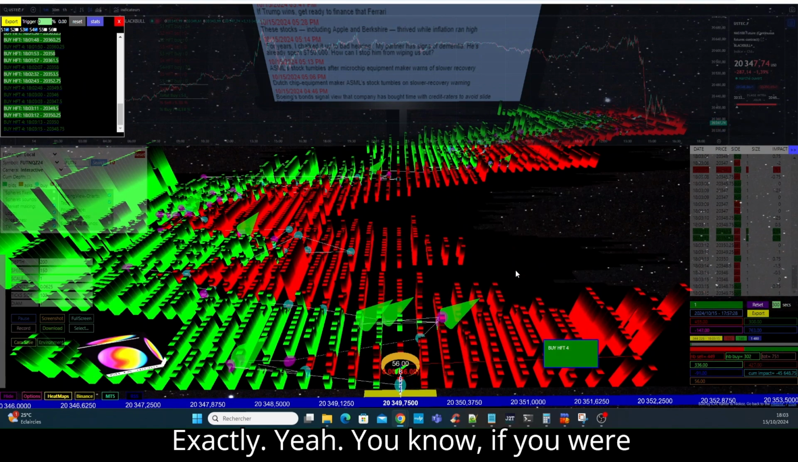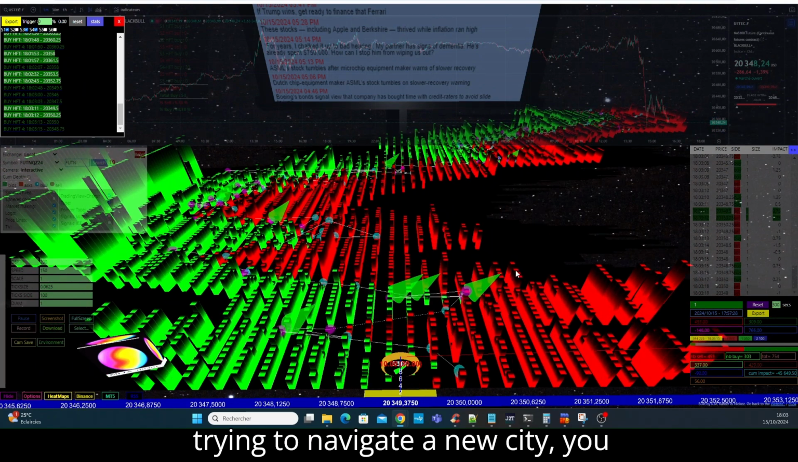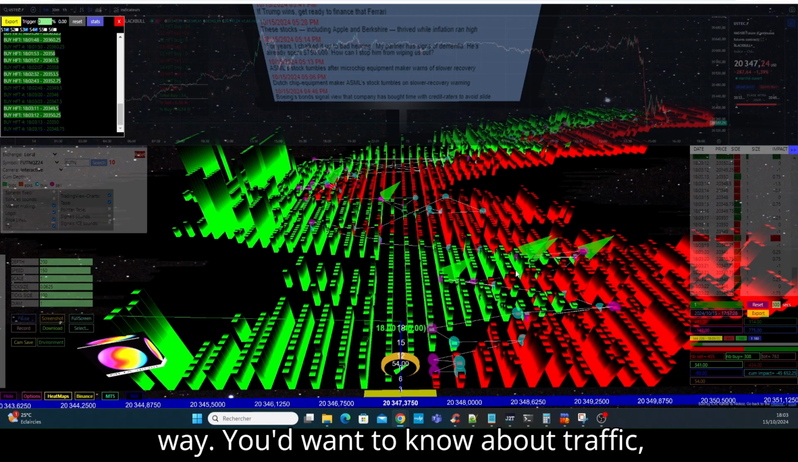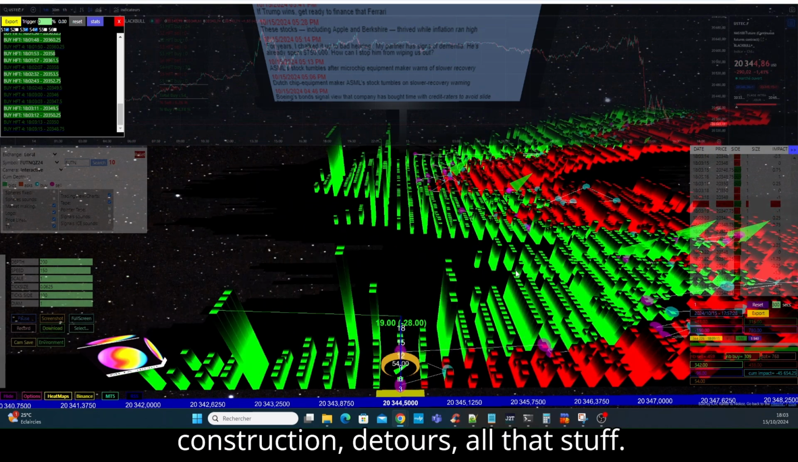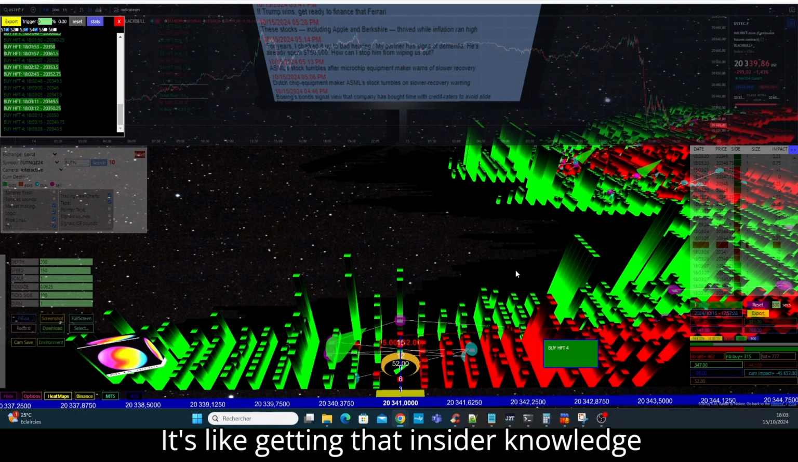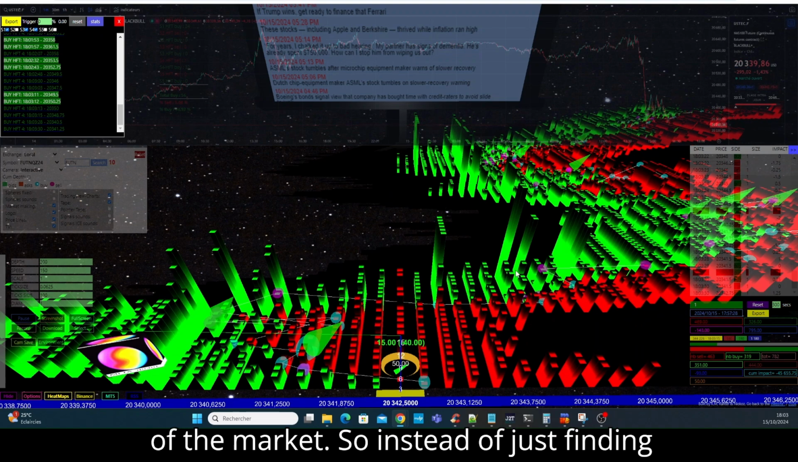Exactly. You know, if you were trying to navigate a new city, you wouldn't just rely on a map, would you? No way. You'd want to know about traffic, construction, detours, all that stuff. Yeah, you want the inside scoop. That's what understanding order flow is like. It's like getting that insider knowledge of the market.